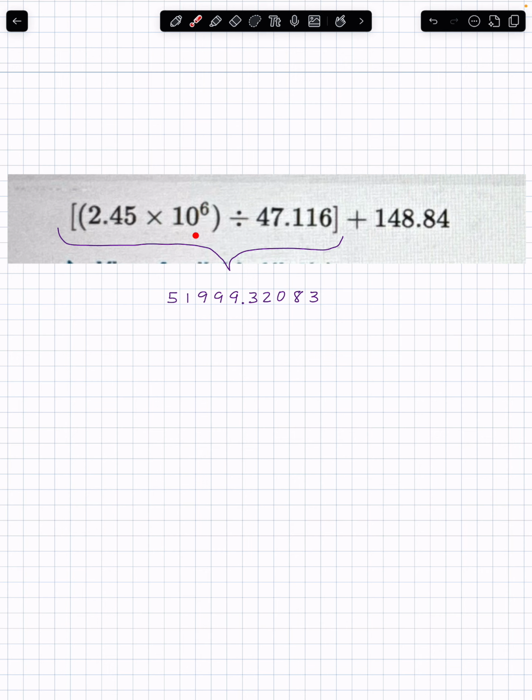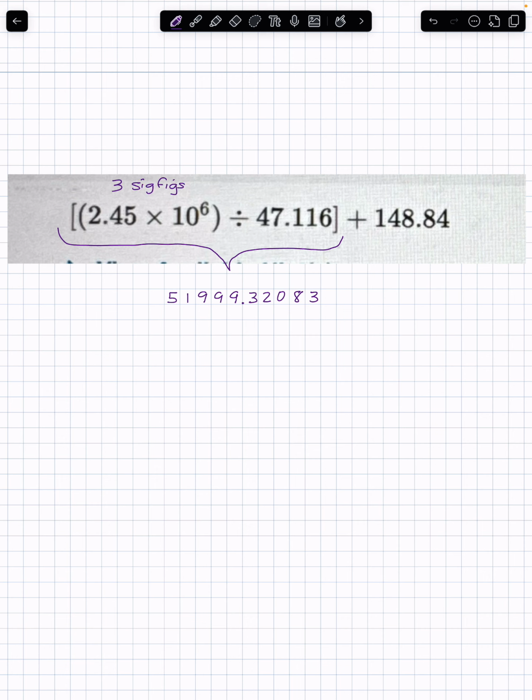2.45 times 10 to the 6 divided by 47.116. So we'll do that on the calculator, and this is what the calculator will tell us. Now we need to think about, well, if this was the final answer, how many significant figures would this have? Well, this is division, so we're going to look at the first number and say, well, how many sig figs does that have? Well, that one has 3 sig figs.